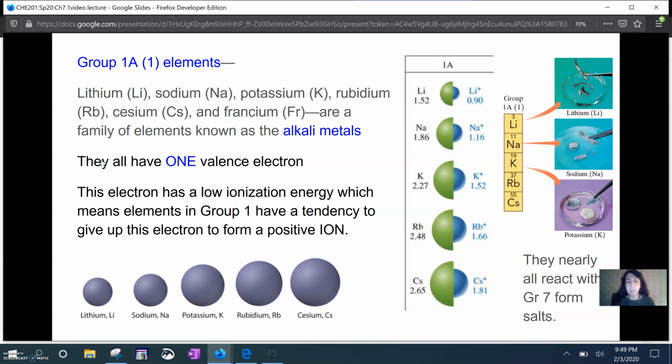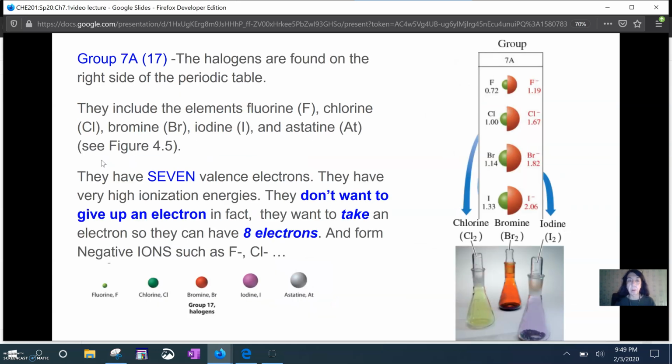And you can see the sizes here. Lithium is smaller, and as you're going down, they're getting bigger. And if you look at the charge, the ion is smaller than the element with the electron. So when you remove the electron, it actually gets smaller.